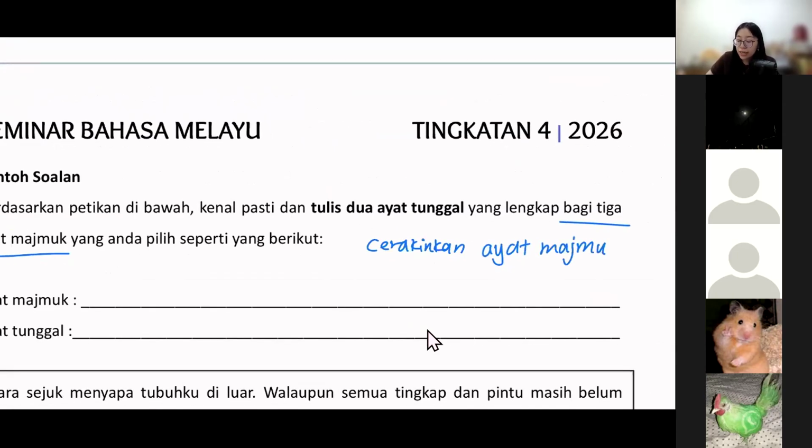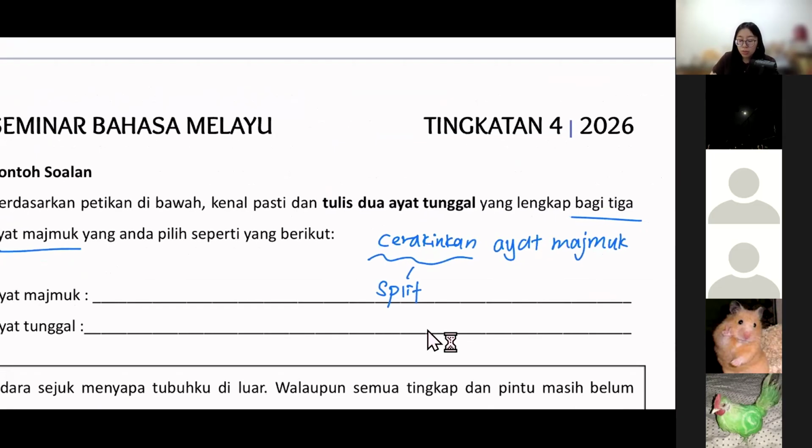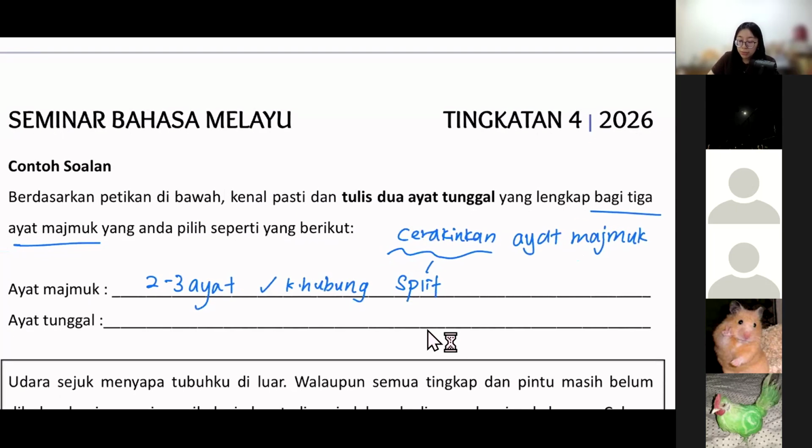When you see cerakinkan, don't feel confused, because cerakinkan means you need to split the sentence to 2 sentences. So ayat majmuk, normally they combine 2 to 3 sentences, and then they have kata hubung here. But because they ask you to become dua ayat tunggal from 3 sentences, so become 2 times 3, you need 6 sentences on it.